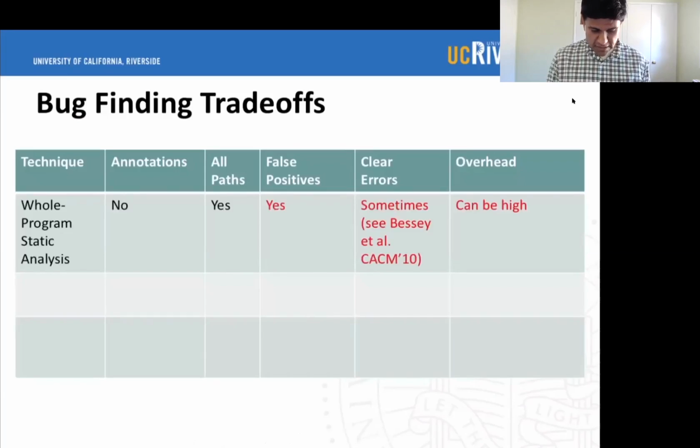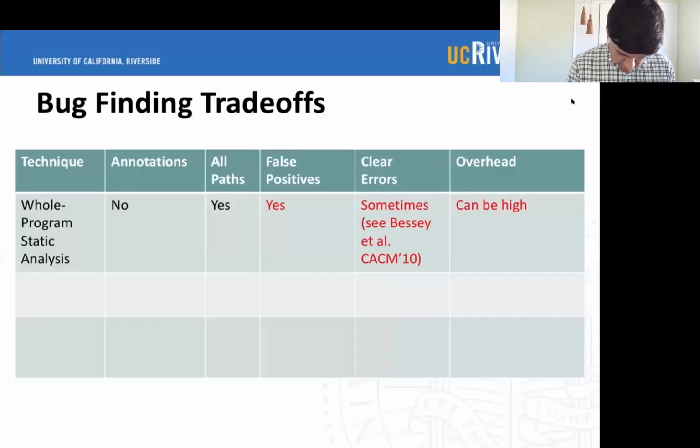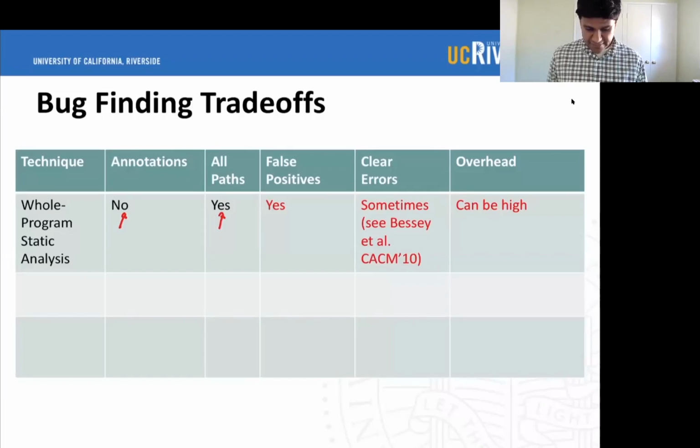So if we look at whole program static analysis, and let's just go left to right here. We don't need annotations. You can just analyze code as is and try to find bugs in it. And that's a big advantage. Say, if you're trying to analyze code from other companies or code on the internet, we can cover all the paths. So you can potentially build a verifier that catches all bugs of a certain class.